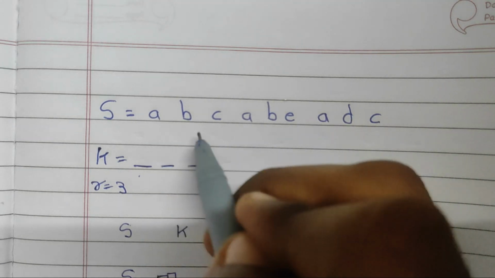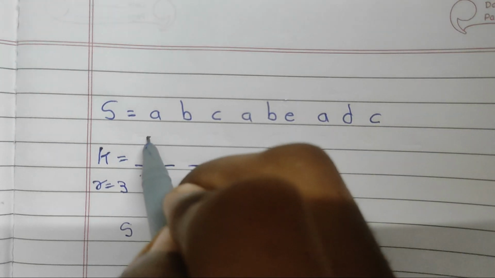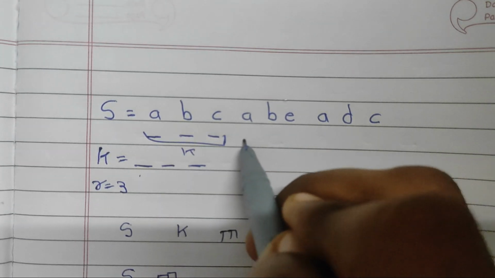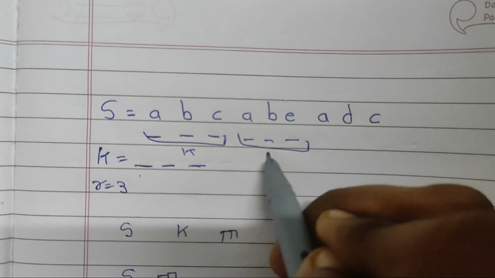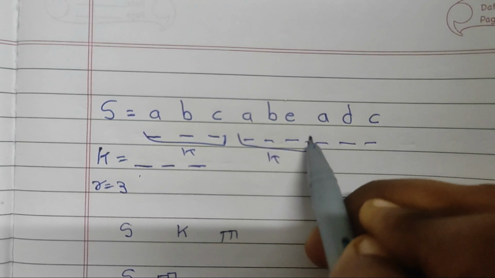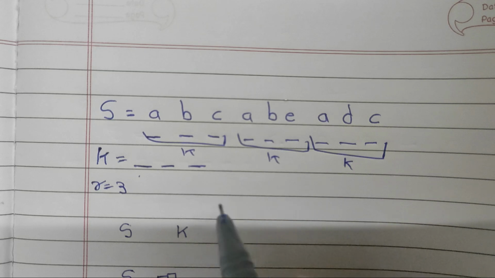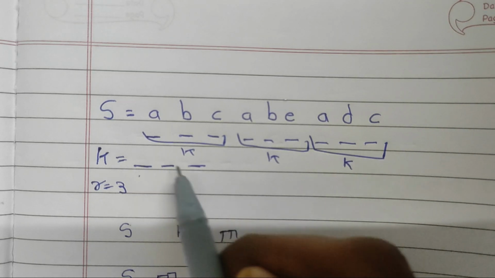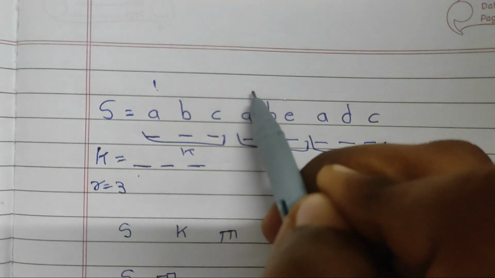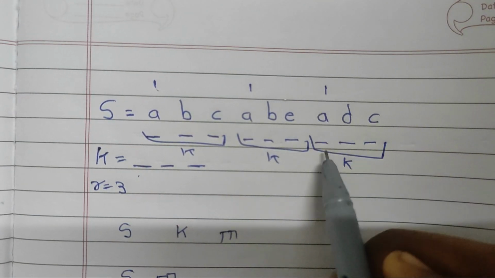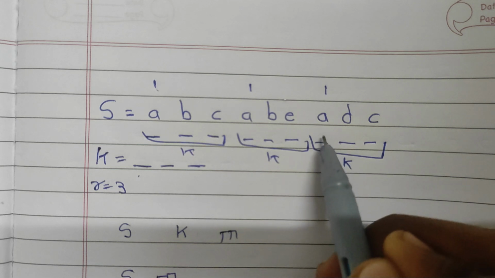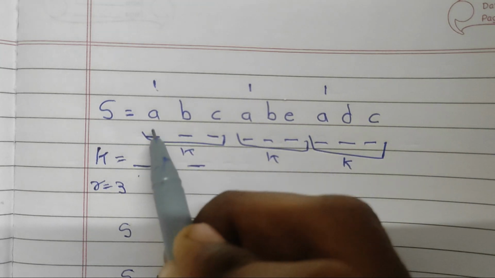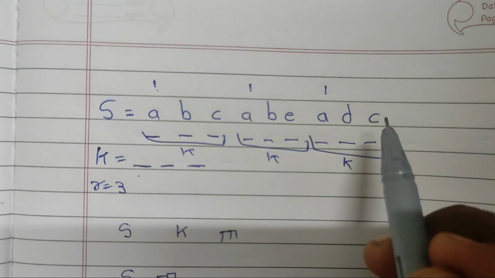So we can see that when we repeat K multiple times over here, this is a K, this is a K, and this is a K, right? So we can see that this character will affect this character, and this character, because these are the first characters in K. So the first character in K will affect these characters in string S.